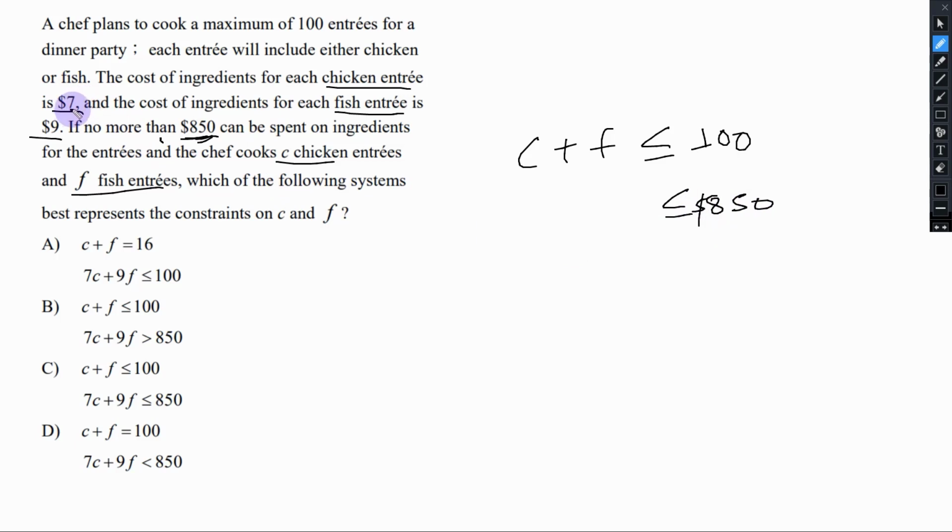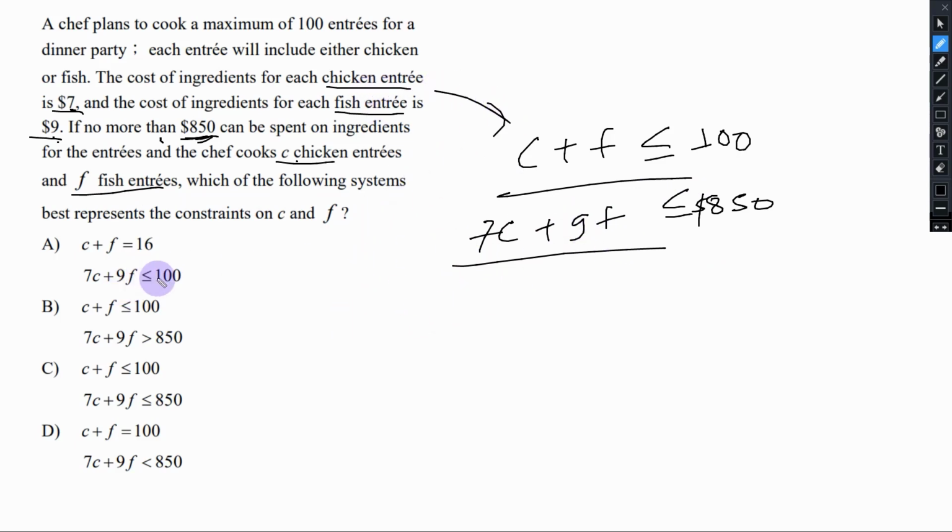For each chicken it's $7. So for C amount of chicken it will be C times 7, so 7C, and then plus, for each fish it's $9, so for total fish it's 9F. So these are the two conditions which can be extracted from the given question.